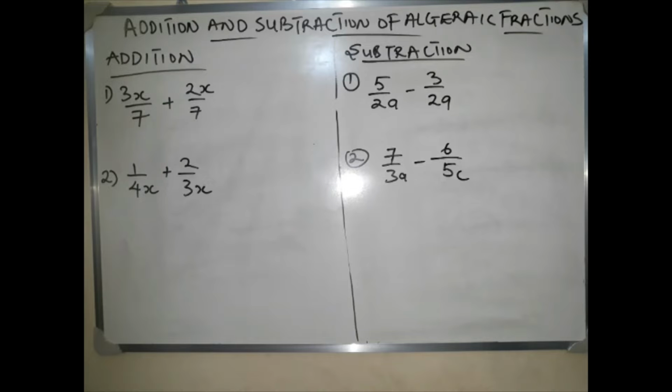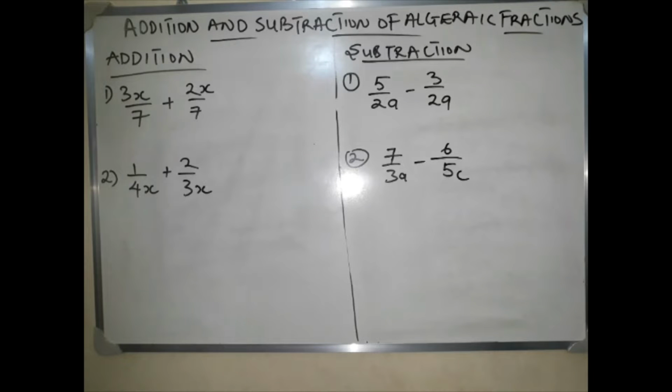Now, on the board, you can see some examples of algebraic fractions. They are similar to our normal fractions. The only difference is that they have letters attached to them. In normal fractions, there are no letters, but in algebraic fractions, we have letters. So let's go to the first one, which is the addition of algebraic fractions.